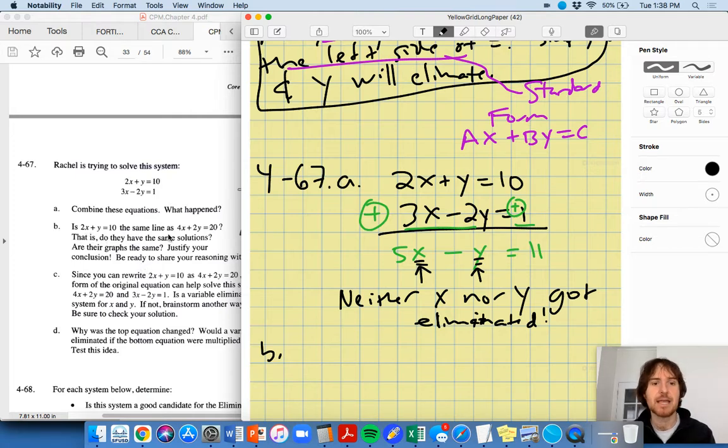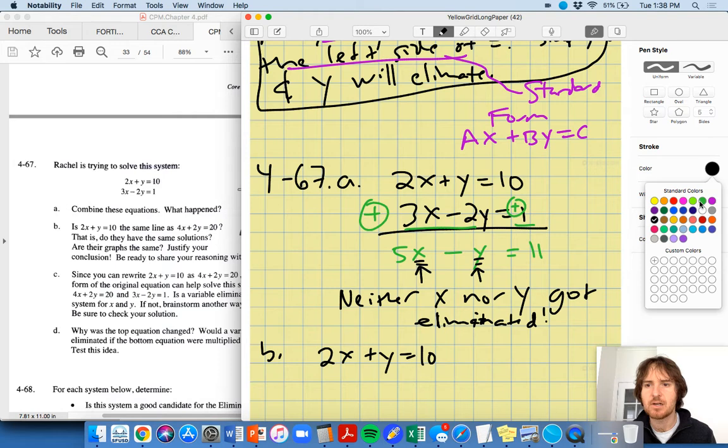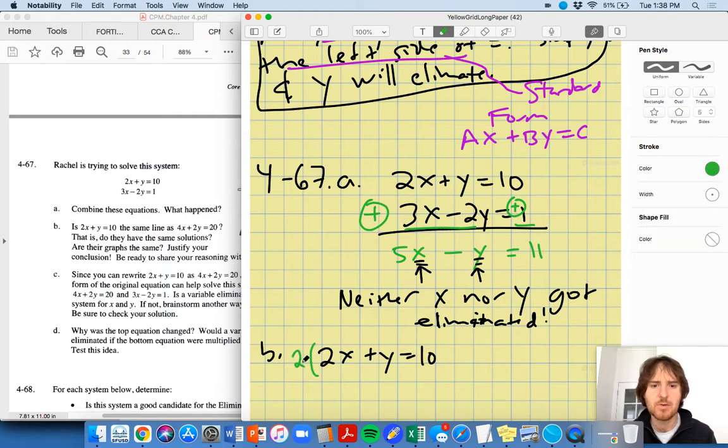2x plus y equals 10. Is that the same line as 4x plus 2y equals 20? Let's inspect here. What's happening? 2x times 2 is what? Let's try to check this out. 2x times 2 would bring us to 4x. Okay, that would bring us to 4x.